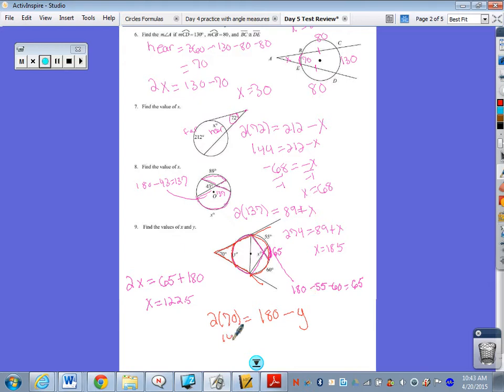And so we get 140 is equal to 180 minus y, subtract 180, and you get negative 40 equals negative y, and then remember we have to divide by negative 1 to make it positive. So y is equal to 40.